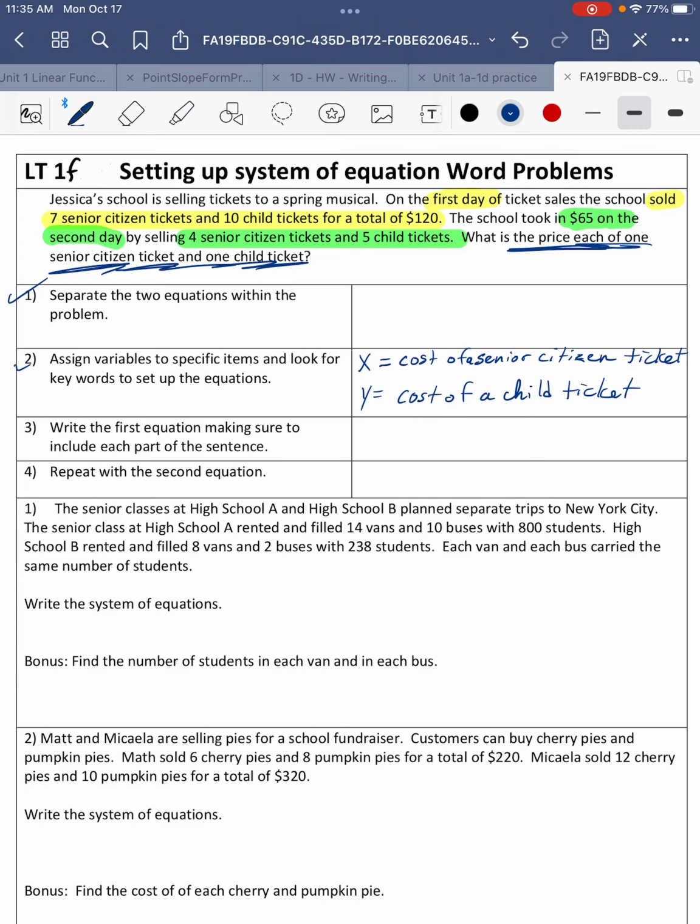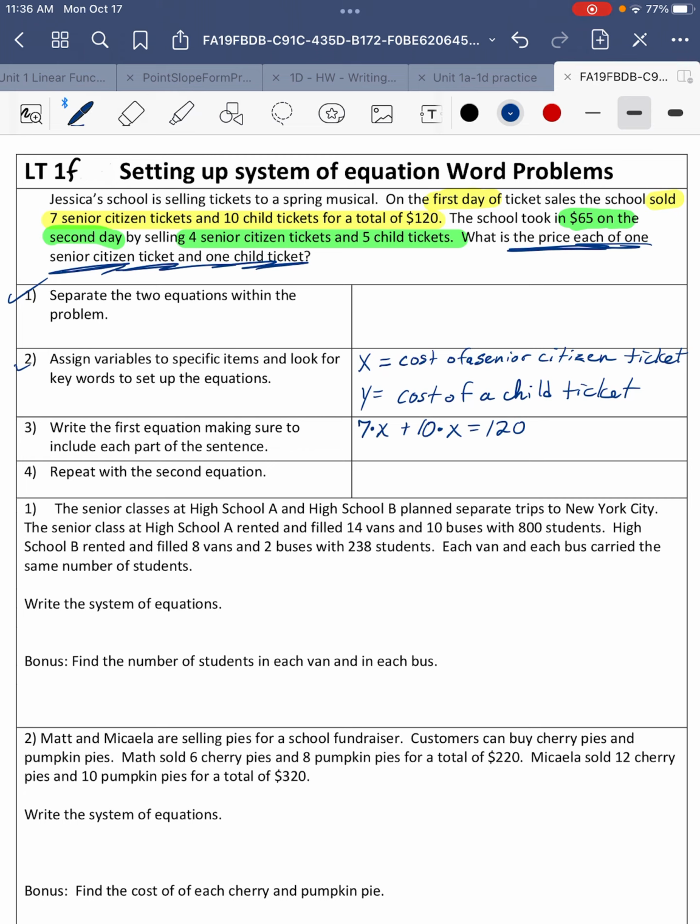So we're going to do the first day. First day we sold 7 senior citizen tickets and 10 child tickets. So each ticket sold has got to be times the cost. We have 7 senior citizen tickets, 7 times the cost of each senior citizen ticket, plus the 10 child tickets times the cost of each child ticket. And that's going to equal the total of $120.